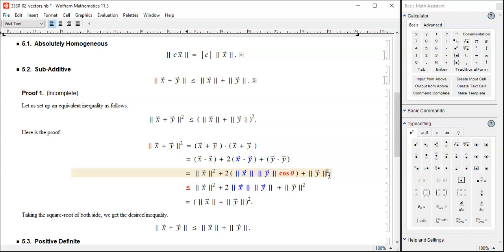There's a little bit of a logical gap, but within our level, it's okay, so let's just take that. And then cosine of theta is always less than or equal to 1, so drop it. We have an inequality, and that resulting right-hand side is a complete square: norm of x plus norm of y, squared. So we ended up with this, and taking the square root of both sides, we get the desired inequality.